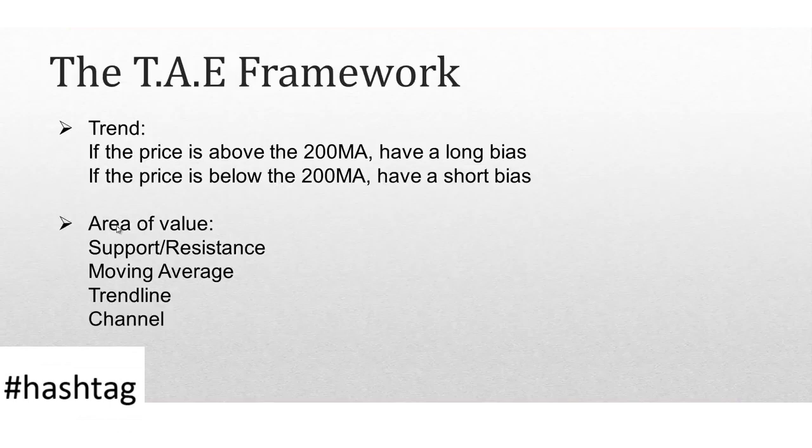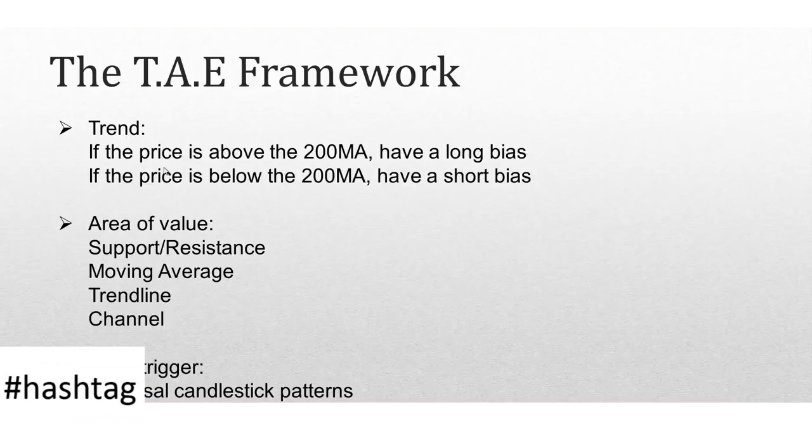So an area of value could be stuff like support and resistance, moving average, trend line, channels, etc. I'm just going to give you a few examples over here. And the third thing is where we look for the entry trigger to enter the trade. Like, for example, the candlestick patterns you've seen earlier: engulfing pattern, tweezer tops and bottoms, etc.